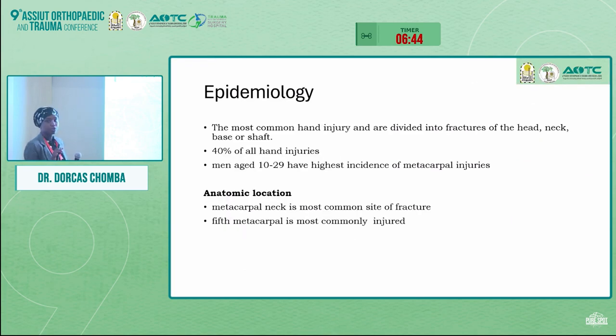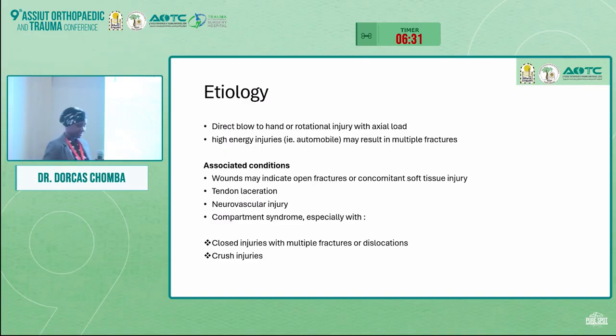It's the most common fracture in the hand, especially in young males, and more so the metacarpal neck, and we'll see why, and again more so the little finger. The mechanism of injury could be direct blow or axial loading, a rotation force, or high energy injuries. It's important to make sure you've ruled out other associated injuries and do not miss a compartment syndrome.